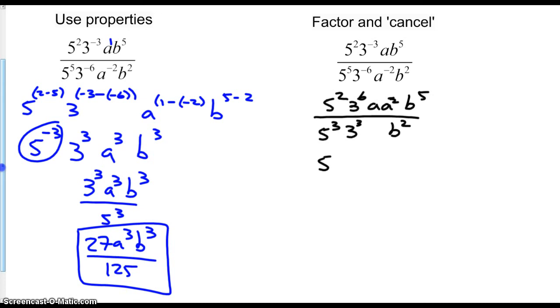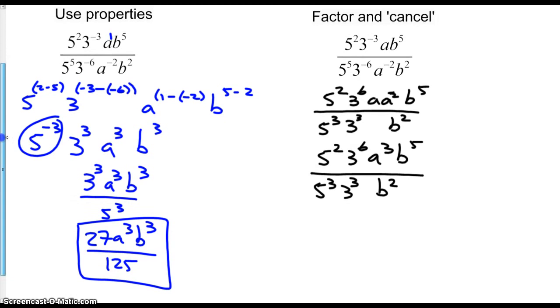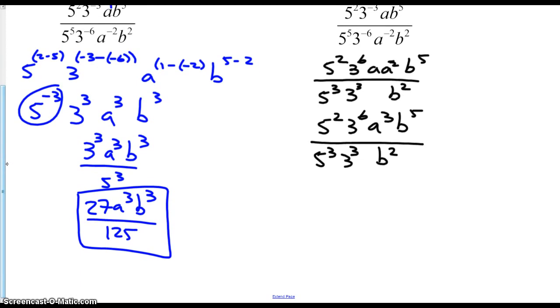So what do I have here? I have 5 squared, 3 to the 6th, a cubed, b to the 5th, over 5 cubed, 3 cubed, b squared. Okay, now we can kind of try to factor and cancel. So I've got more 5s on the bottom here. So we have 5 squared on the top, but I have 5 times 5 squared on the bottom, leaving 1 5. Is that right? Wait a second. I think I made a mistake here.